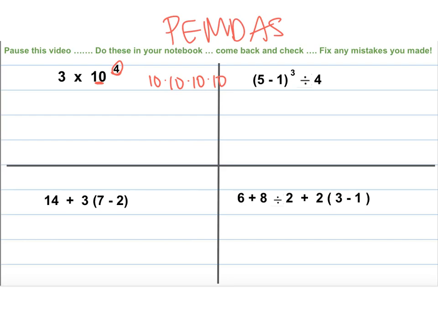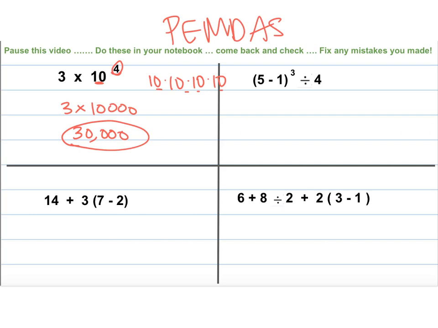10 times 10 times 10 times 10. Well, 1, 2, 3, 4 zeros. So that would be 10,000. Carry down the rest of the problem. 3 times 10,000. Well, that would be 30,000. Notice I included a comma once I got past the thousands place.